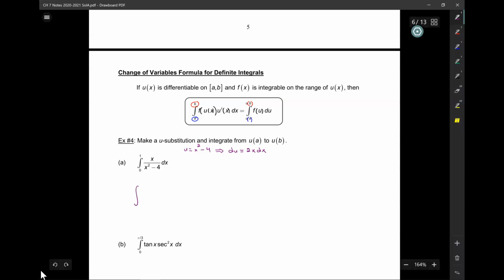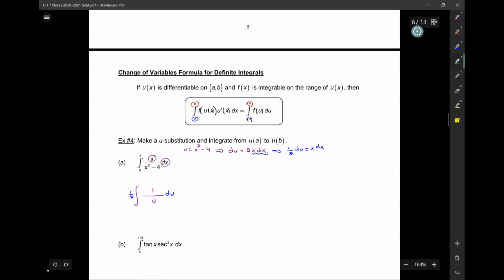All right, so when we go over here, where did the u come from? It was underneath here. And then what do I have left over? I have x dx, which here, x dx is half du. So here I put in half du. So ultimately what I have here is 1 over u du, and then the 1/2 on the outside.